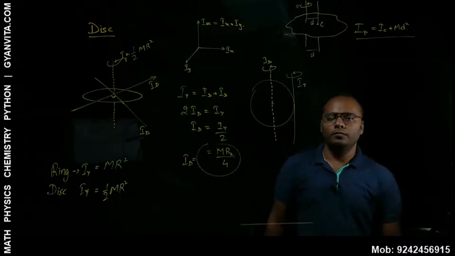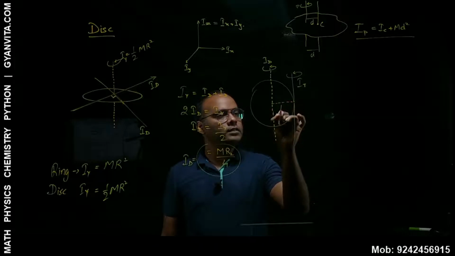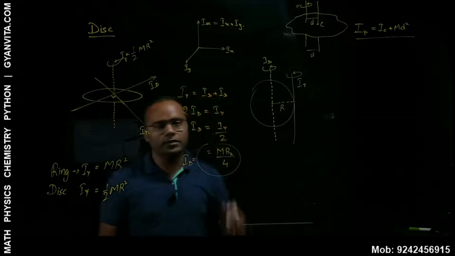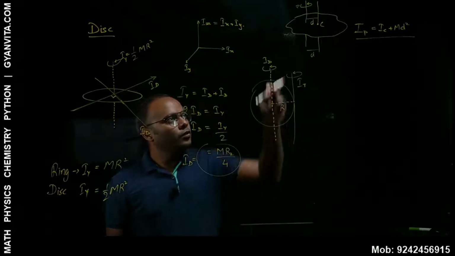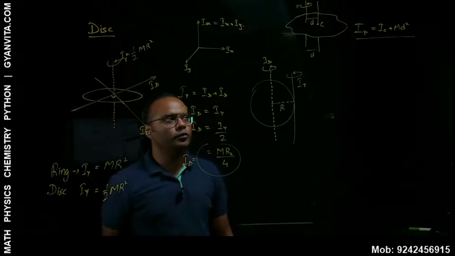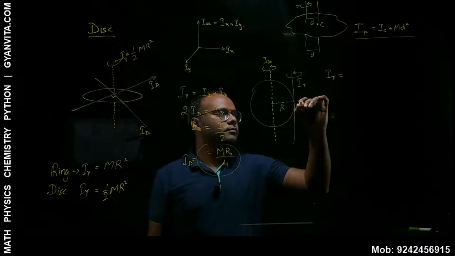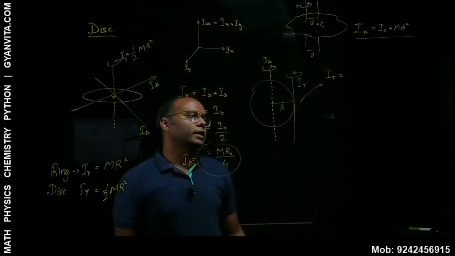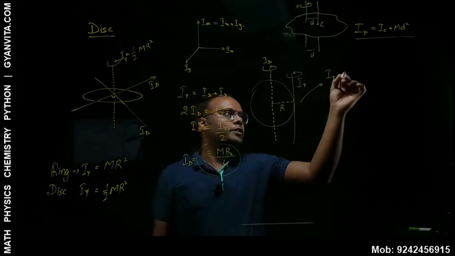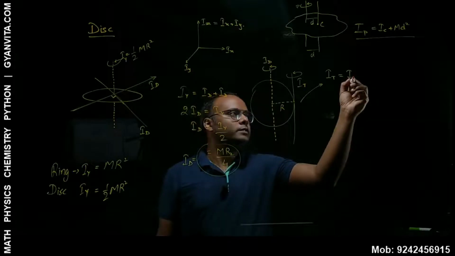We have to find IT here. Now what is the distance between these two axes? That is r. So these two axes are parallel to each other. We know the moment of inertia along the diameter, that is mr square by 4. So what will be the moment of inertia along the tangent? From here, what can we say? Along the tangent, this will be equal to the moment of inertia about the center of mass.